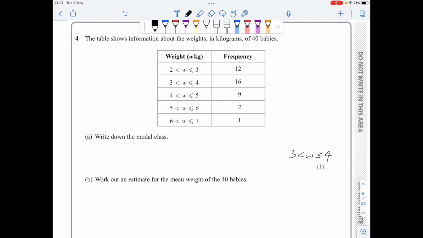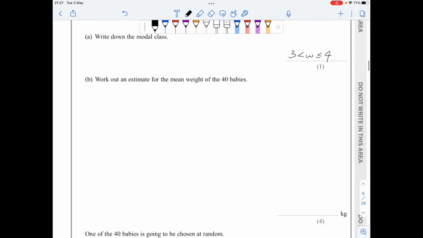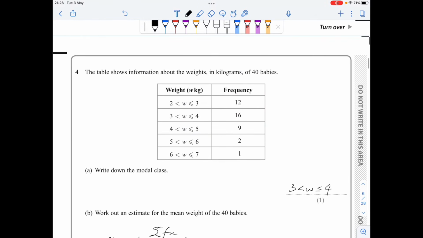For part B, to find an estimate for the mean, I will need to use the formula sigma fx over sigma f. Now the sum of the frequencies is equal to 40. This is given in the question. Now fx is the product of the column labeled frequency times the weight, but since I have an interval, I'll need to pick a number in this interval, and the best number to choose is the midpoint.